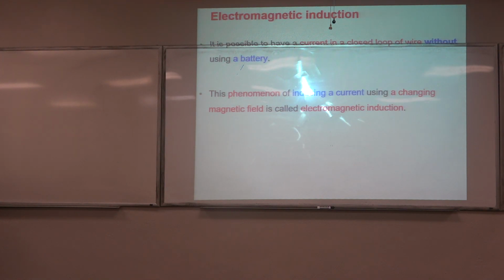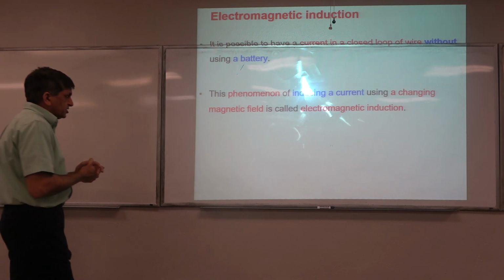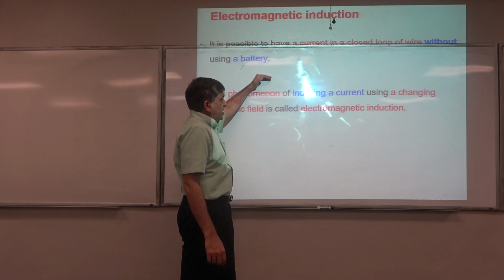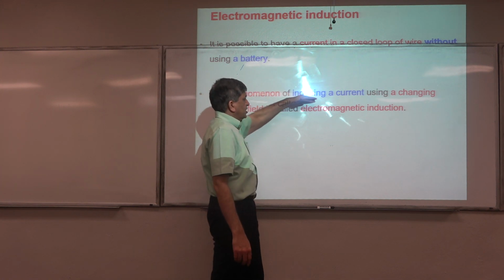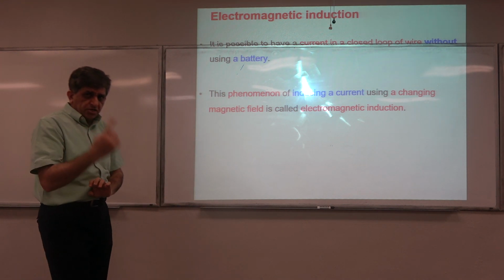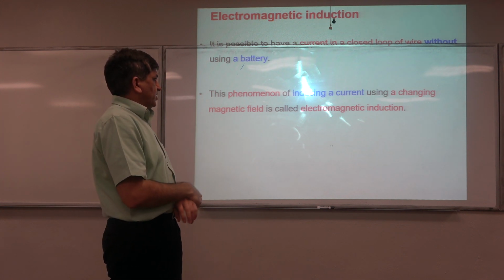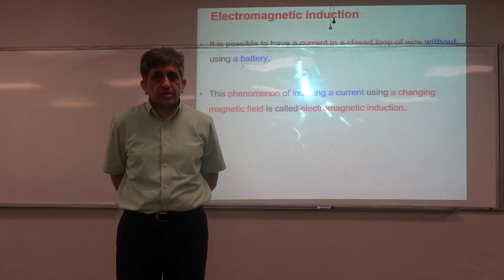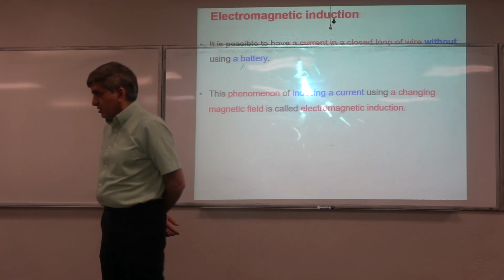Okay? Now that is called electromagnetic induction. Which means it is possible to have a current in a closed loop wire without using a battery. This phenomenon of having a current in a closed loop wire without a battery is called inducing the current using a process of changing the magnetic field, and this is called electromagnetic induction. All right.